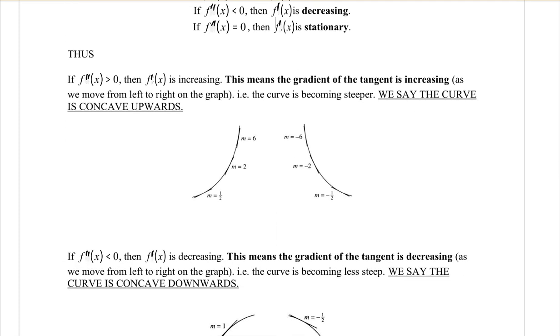Thus, it says, if my second derivative is greater than 0, then my gradient is increasing. This means that the gradient of the tangent is increasing as we move from left to right, because that's how we look at these, as we're moving left to right on our graph. And we say that the curve is concave up. That is in capital letters, because that is really the key idea here. If the second derivative is greater than 0, the curve is concave up.